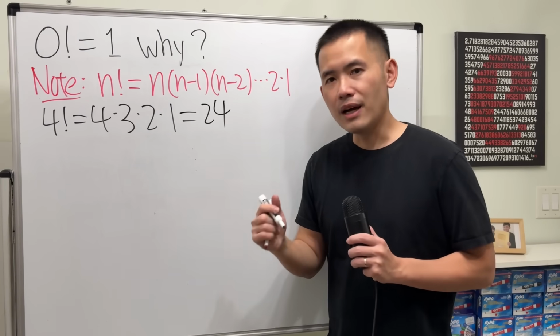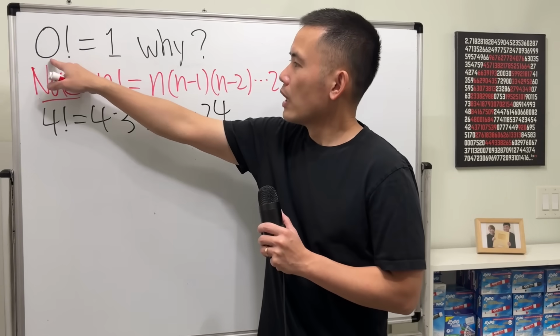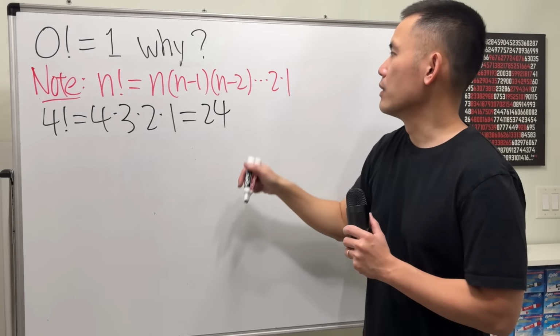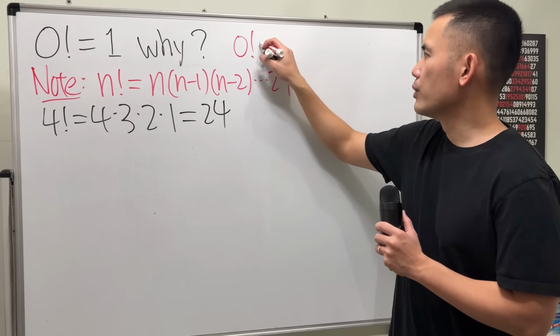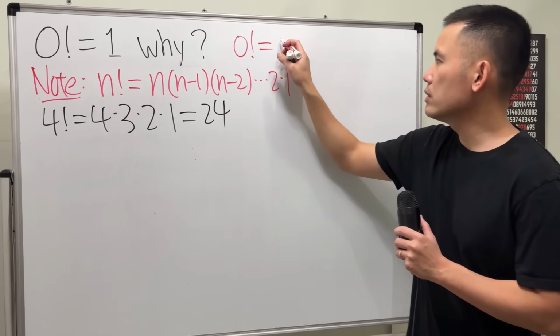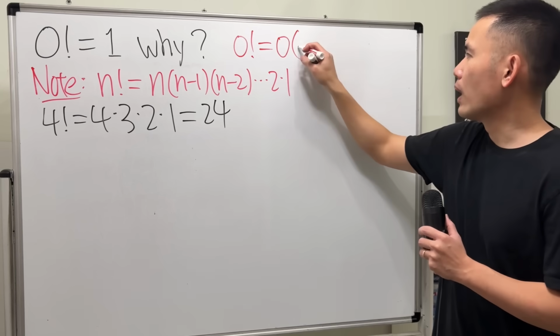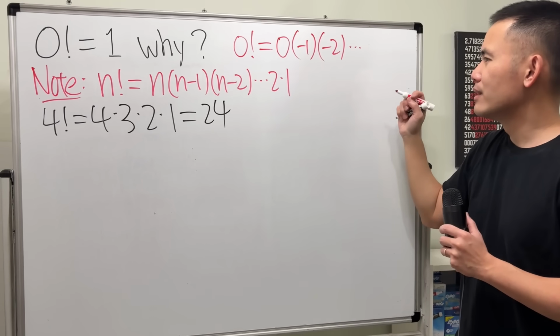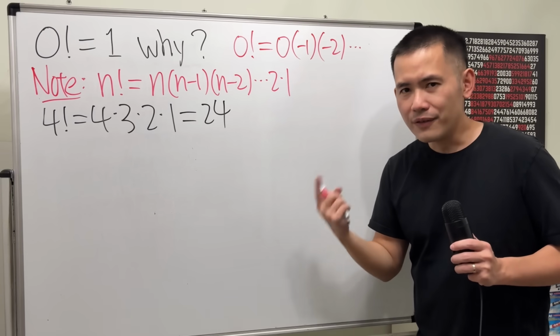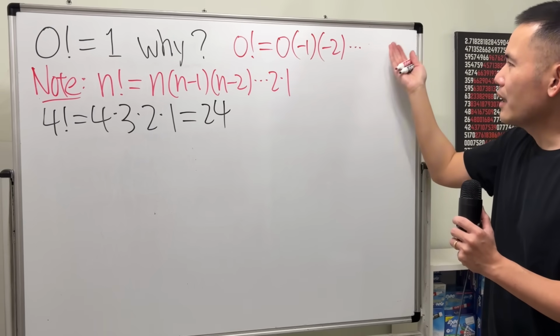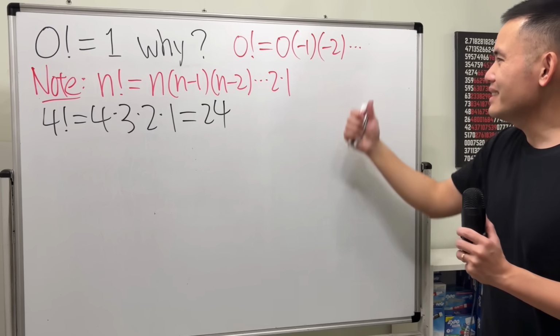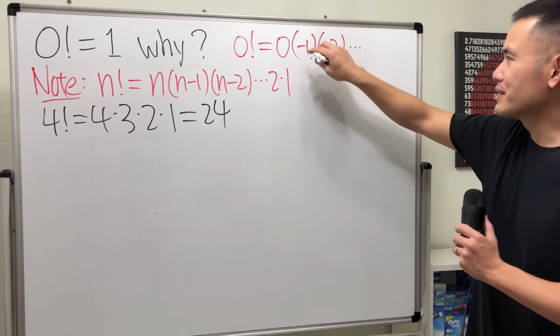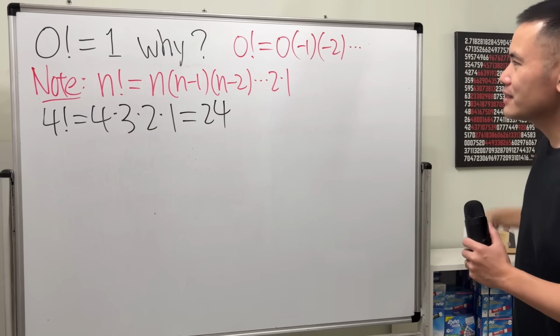Now, you might be thinking, let's plug 0 into this formula, and that will be 0 factorial is equal to 0 times negative 1 times negative 2, and so on. But now we have two troubles. The first one is, where are we going to stop? Because I can never reach 1, the numbers are getting negative, all that stuff.